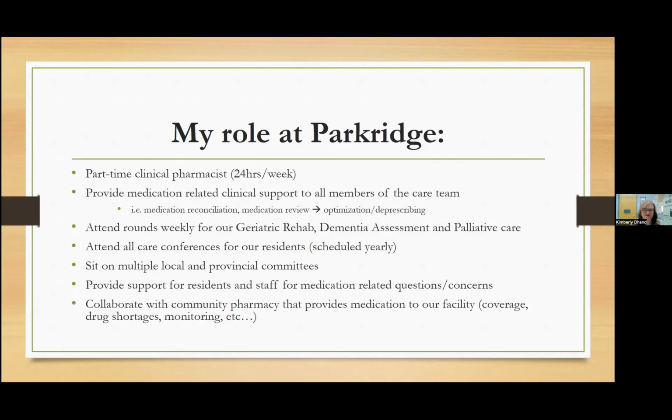I do try to answer medication related questions and concerns when I can for residents and staff. And I also collaborate with the community pharmacy that provides medications for our home. We try to work together to solve any issues that come up, like drug shortages, or any sort of therapeutic monitoring that needs to be done, or follow-up type things.